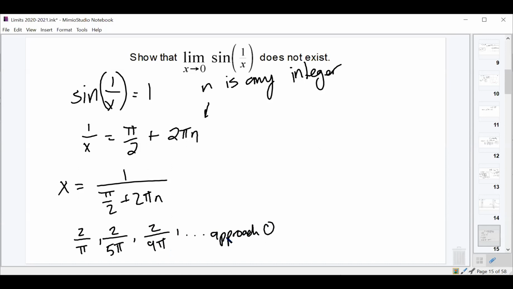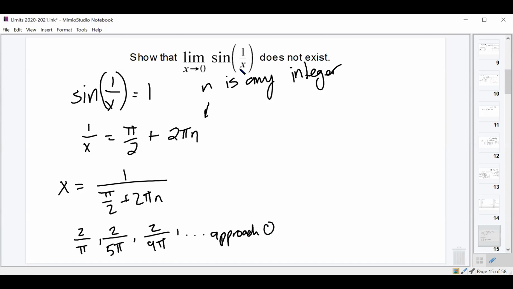But how many of these are there going to be? An infinite number of them, because n is any integer, right? And there are an infinite number of integers going up. So we have an infinite number of times when this function hits y equals 1.